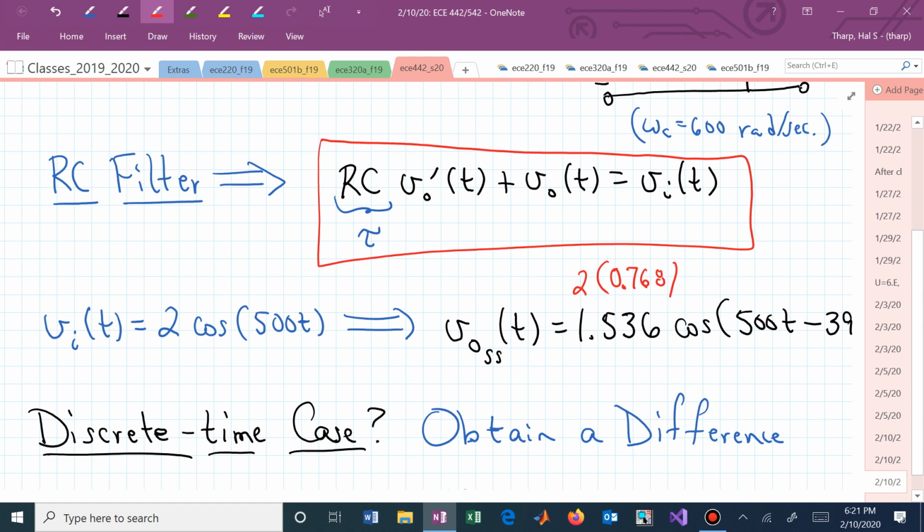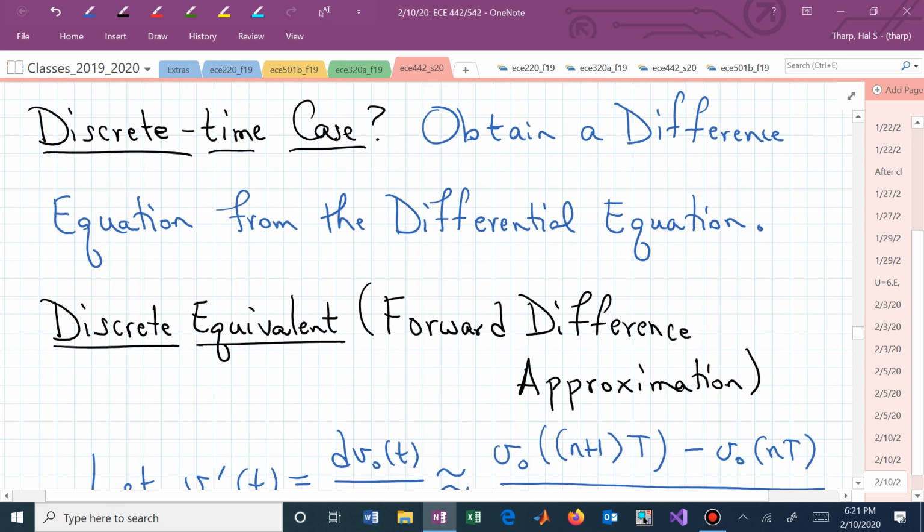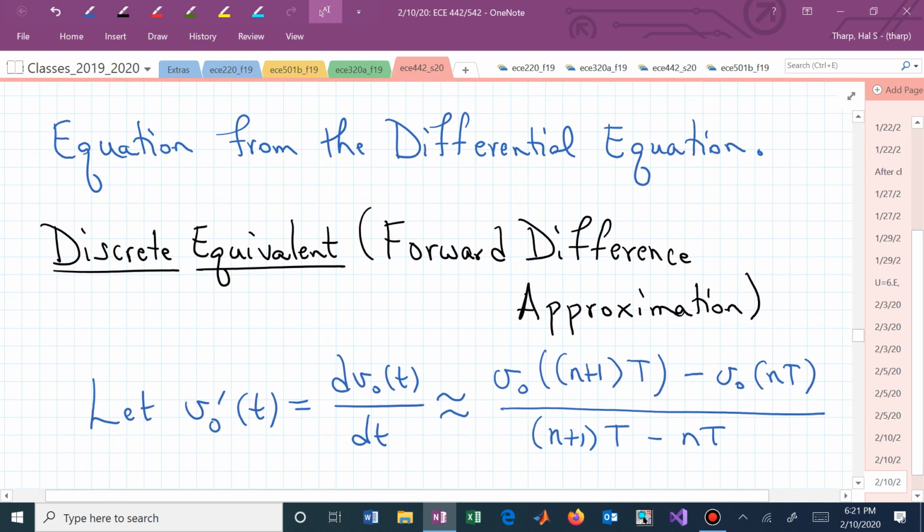You don't have to build this filter. You can now just put it in a spreadsheet if you wanted to and filter a signal. Because you now know what the input will be. You know how to weight these delayed versions of the output, etc. So let's now look at a discrete equivalent. And we'll go through many, many more discrete equivalent strategies. But here let's just look at a forward difference approximation.